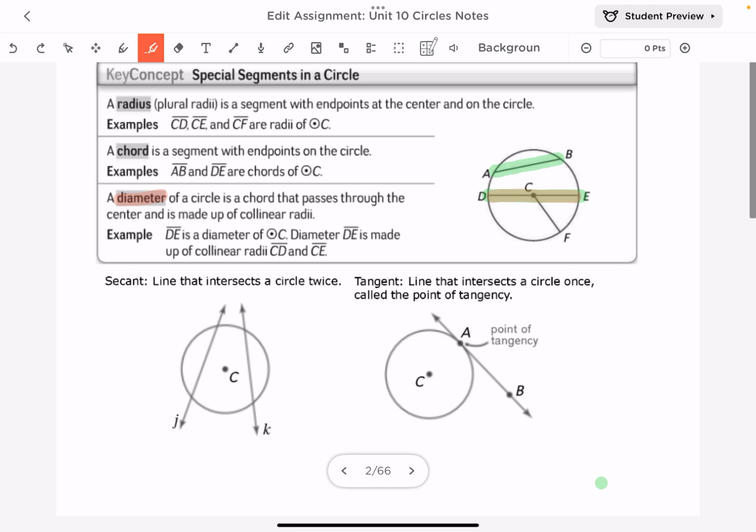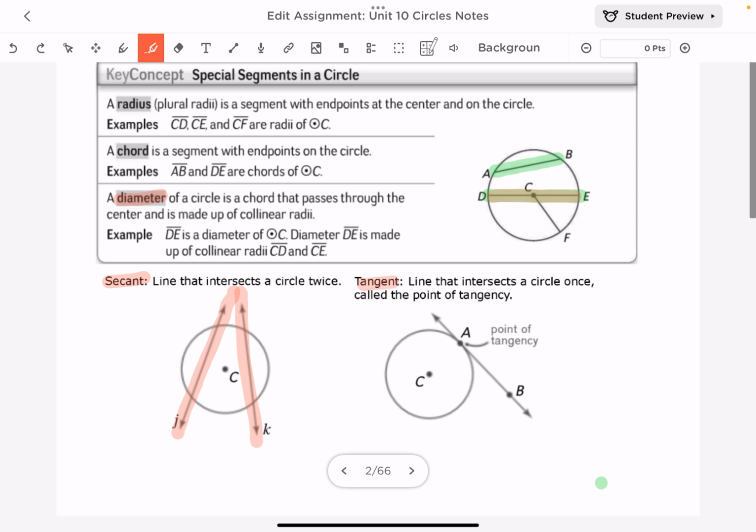Okay, and the next word that we're going to talk about is this word secant. A secant is a line that intersects a circle twice. And so a chord is just a segment, but a secant is an actual line that crosses all the way through. So you see line J there is a secant, and line K is also a secant because it crosses twice. And we'll see some rules about secants a little bit later in the unit.